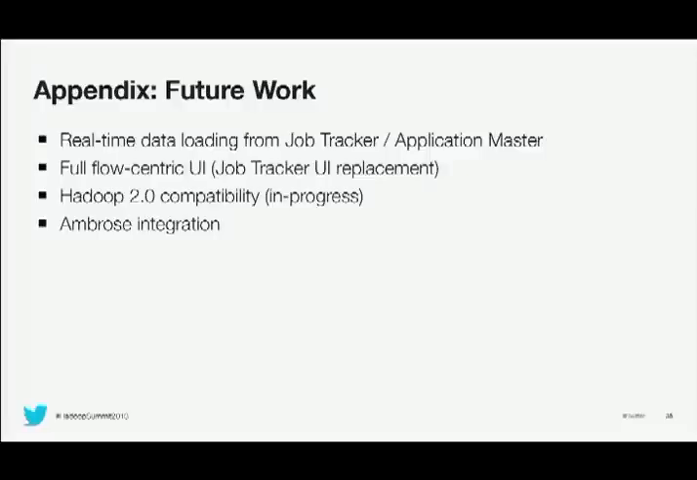We also plan to extend a more full-featured UI that's really flow-centric. And one of the things we've been looking at closely with this is integrating with Ambrose, which gives a very rich visual representation of the DAG generated by Pig jobs. We're also currently working on bringing hRaven up to speed with 2.0 so that it functions correctly. And as I mentioned, integrating more tightly with Ambrose for visualization and on the real-time side as well.